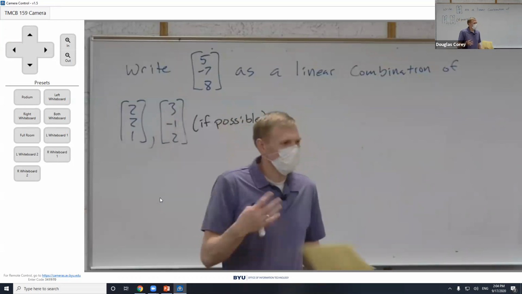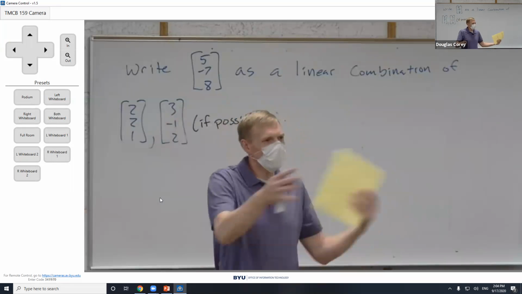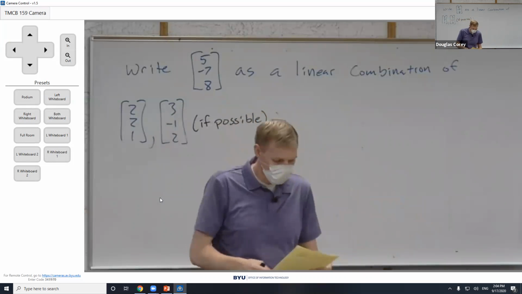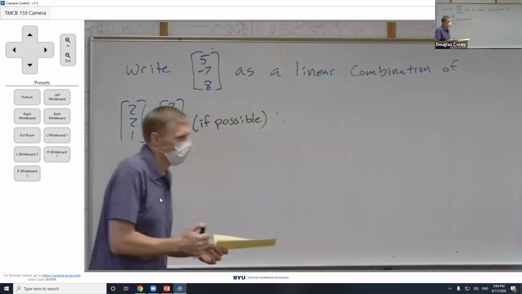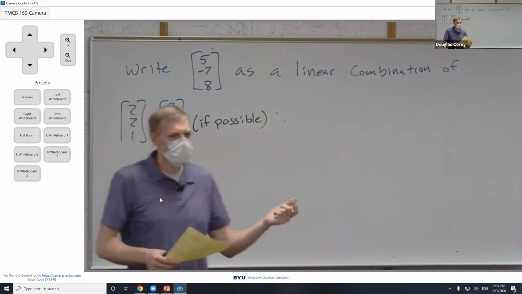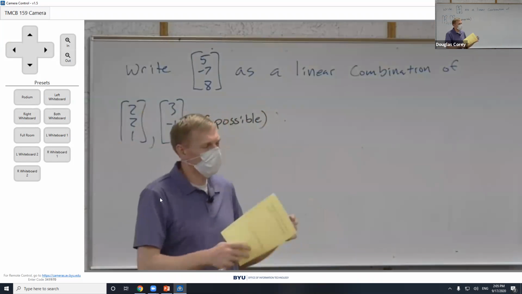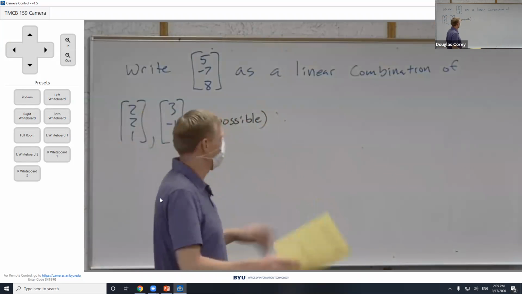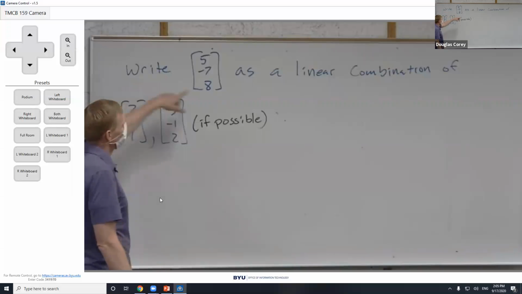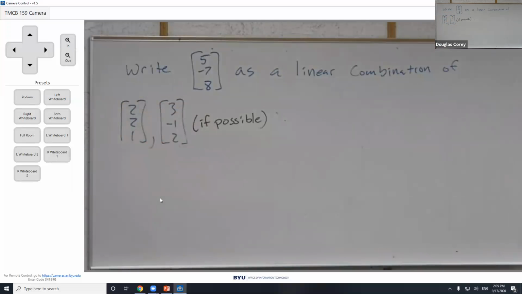Okay, so span answers that question. If I've got a set of vectors, what are all the places I can reach with that? That's kind of a geometric approach. And there are similar questions like, is a given vector in the span? Like, can I rewrite one vector as a combination of others? Like this question here. So, can I write this as a linear combination of these? Or is the vector a linear combination of these vectors?